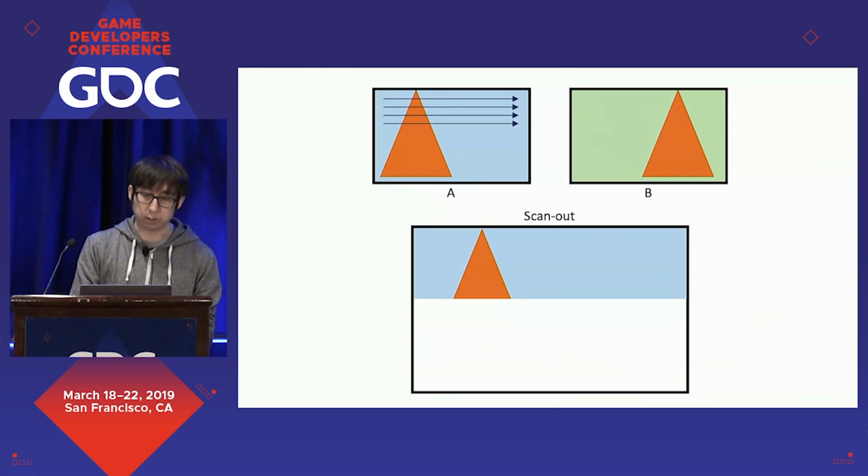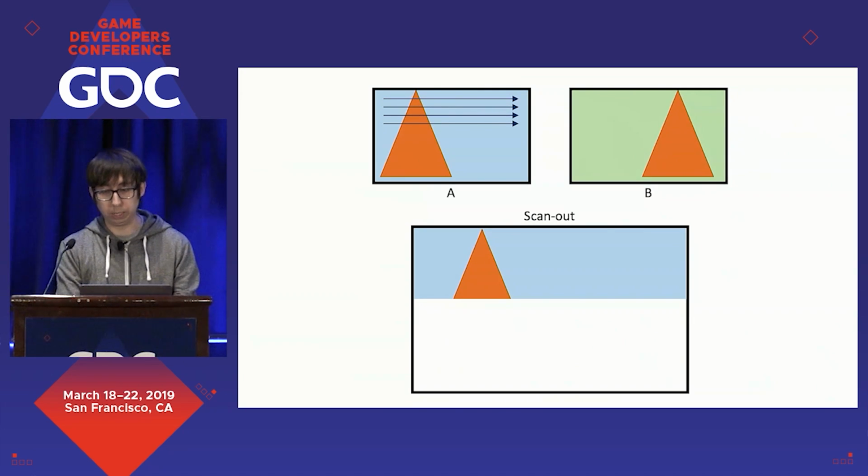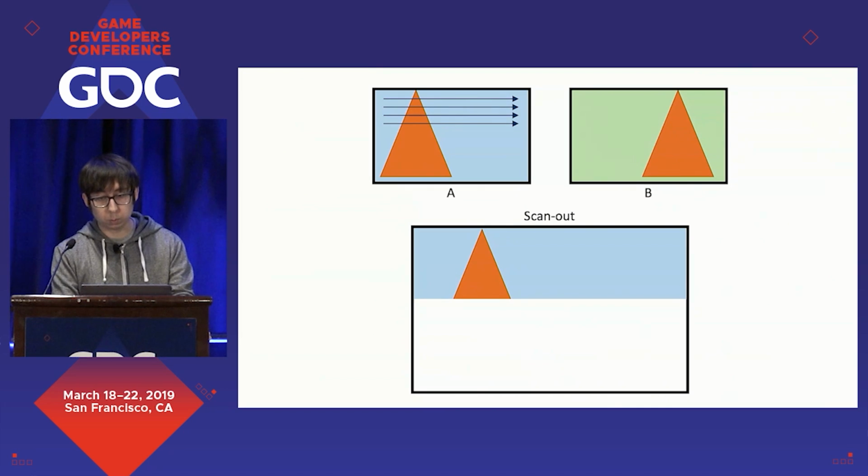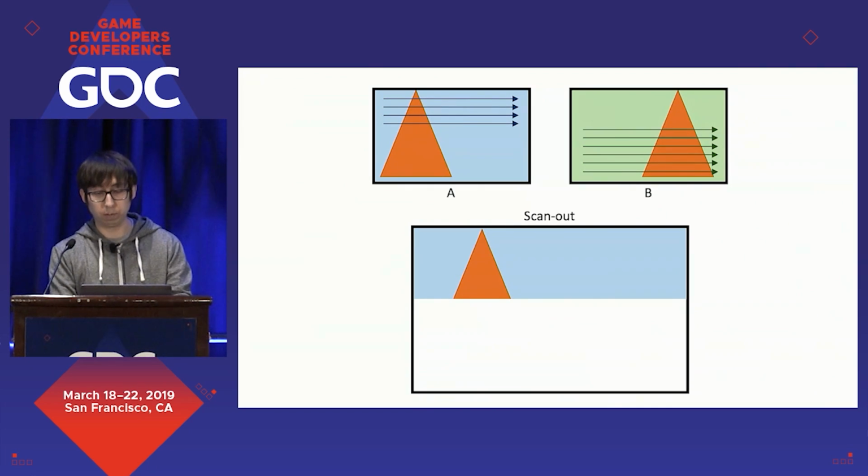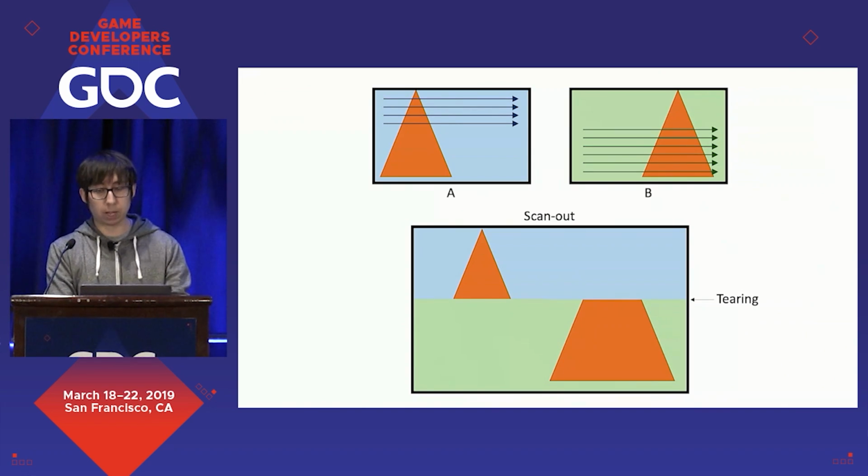Let's say B finishes rendering before the scan-out finishes for A. So what would happen now if we flipped immediately? Then the scan-out would switch in the middle from reading from A to reading from B. And the resulting image on screen would have the top half scanned from A with the bottom half scanned from B. And this artifact is called tearing, and it's most visible when there's large horizontal movement on screen. For example, if we're rotating the camera.